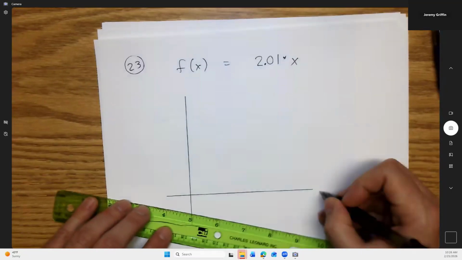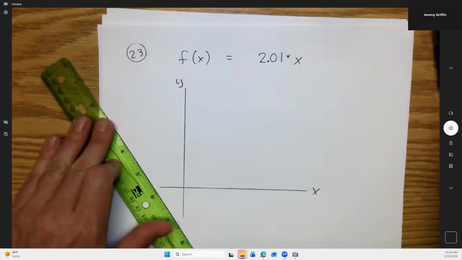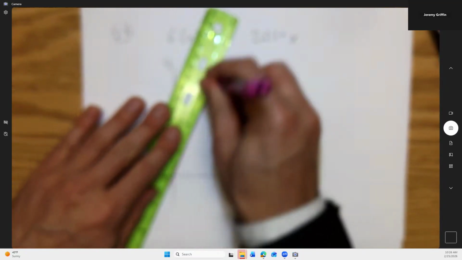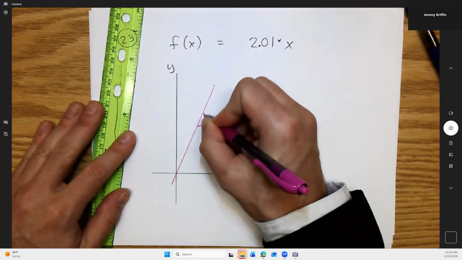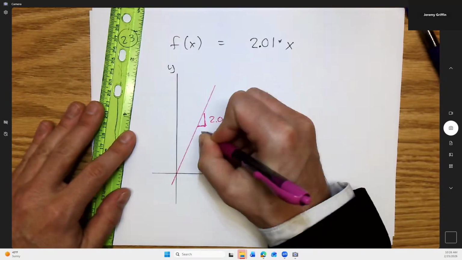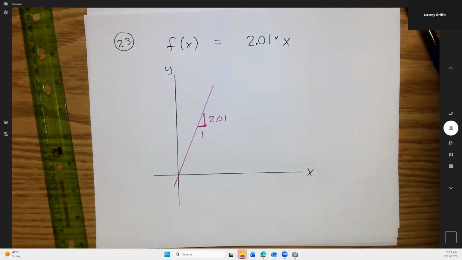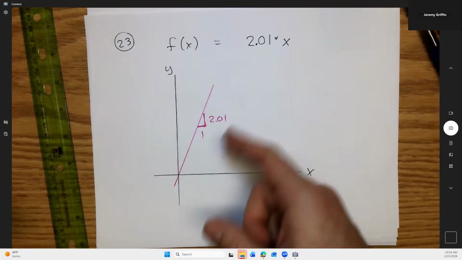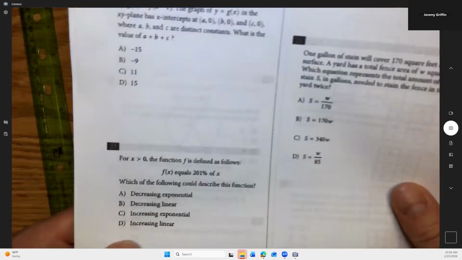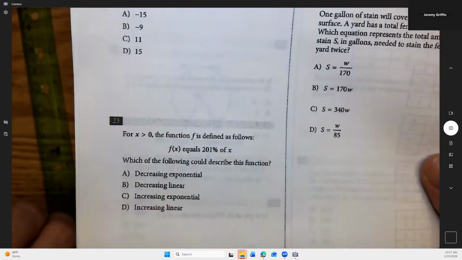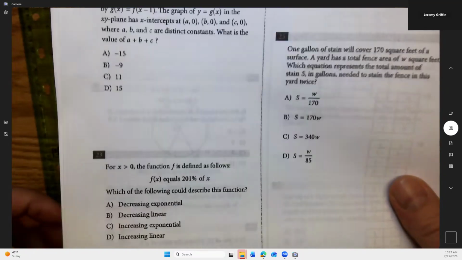Let me draw it for you guys. x, y. Guys, what does that function look like? It's like that. What kind of graph is that? Is that exponential or linear? That's linear. Guys, the answer is D, increasing linear. 23 is D, increasing linear. All right, you guys got 23 is D?